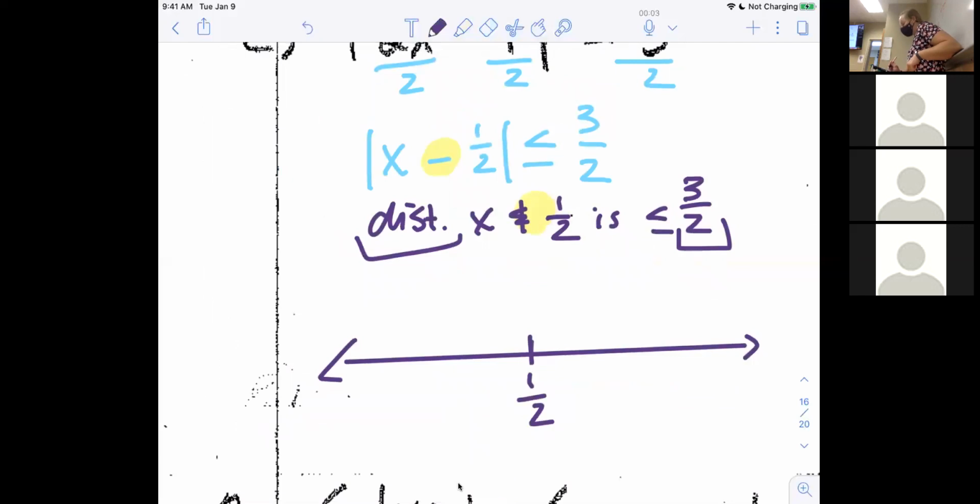Okay, now my distance is 3/2 this way and 3/2 this way. 1/2 plus 3/2 is 2. 1 plus 3 is 4. 4 divided by 2 is going to be 2. And then we're going to minus it. So I've got 1 minus 3 is -2. -2 divided by 2 is -1.